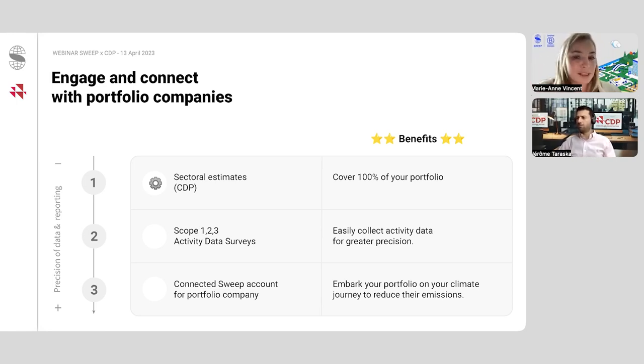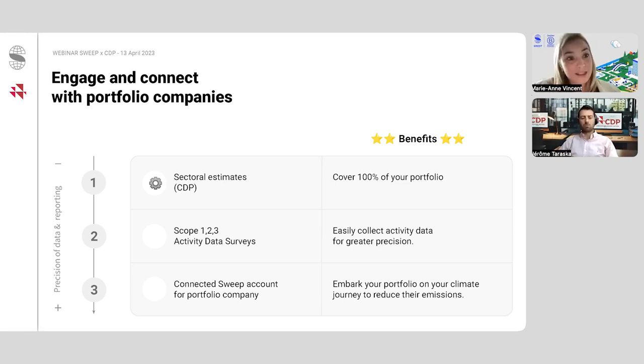It will be their carbon footprint, but at least, like for you, it's more accurate data, but for them it is the first step to calculate their baseline. The first step is for the more mature portfolio company, the one who wants to start reducing, the one where you want them to have an SBTI target so that you can have an SBTI target also at the fund level, is to embark them on the SWEEP platform also, but to have all the functionalities: simulate your impact, simulate how to reduce, follow and pilot an SBTI target, and report internally and externally on the progress.